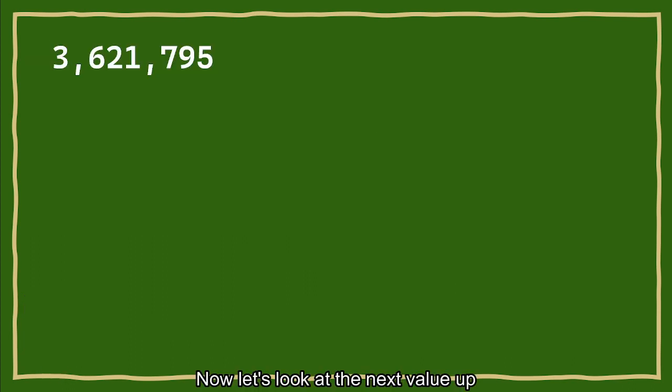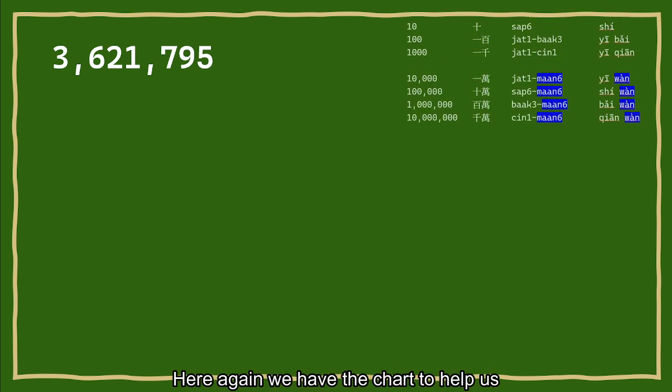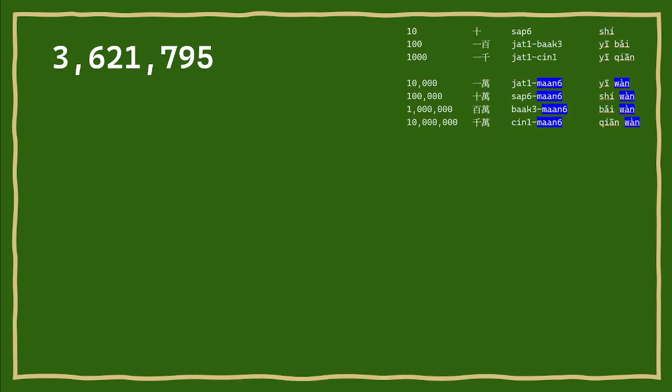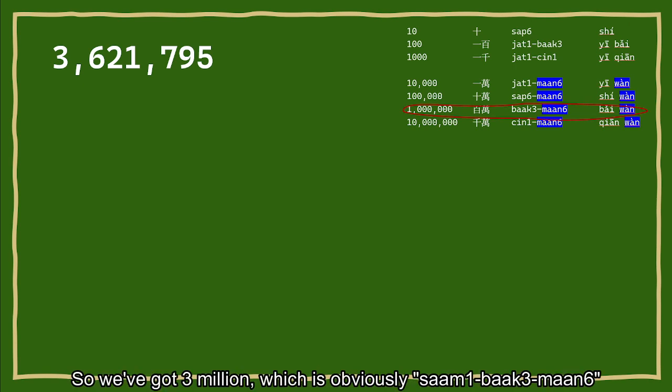Now let's look at the next value up, which is your millions. You've got 3,621,795. Here again, we have the chart to help us. Same thing, just partition it first. So first we've got the million. Let's partition that. So 3 million, which is obviously 300万.